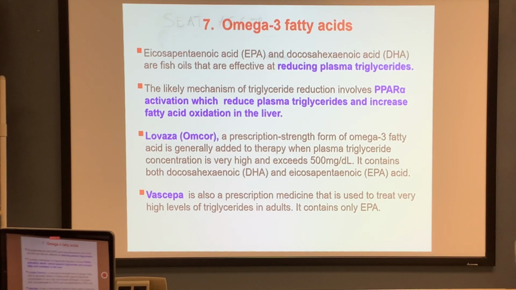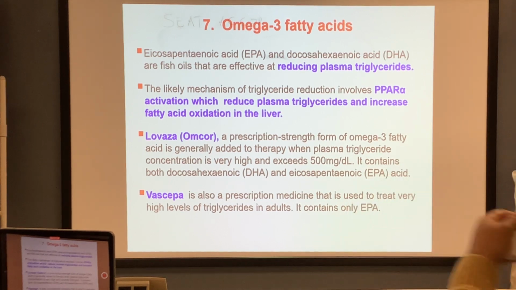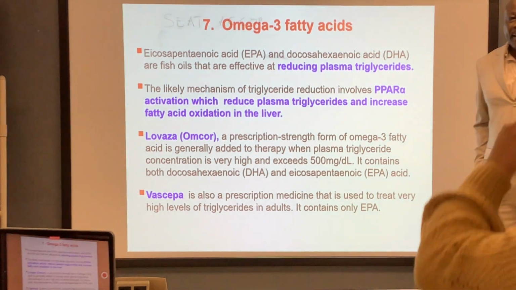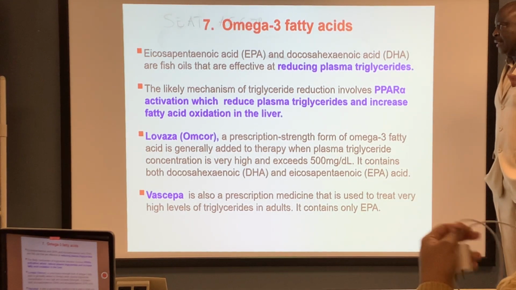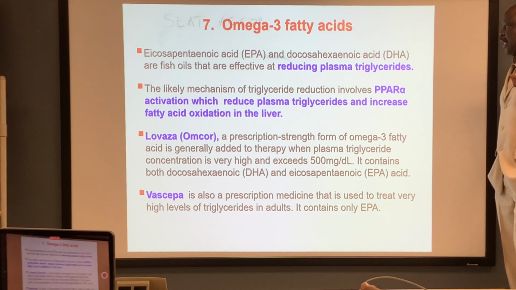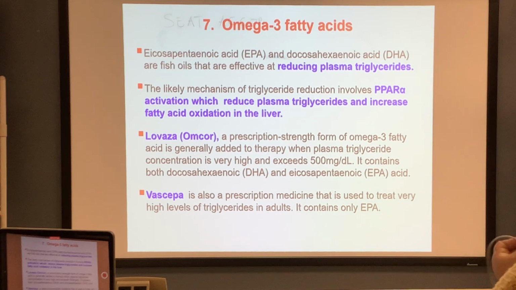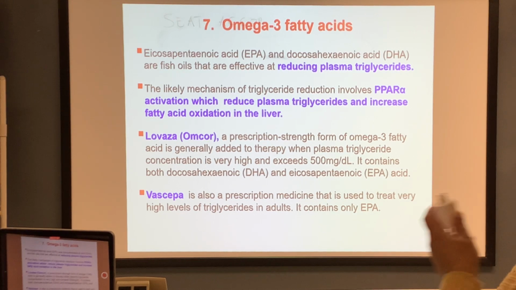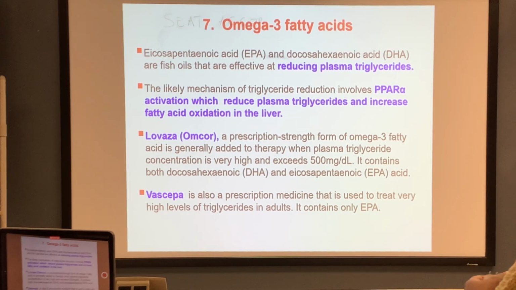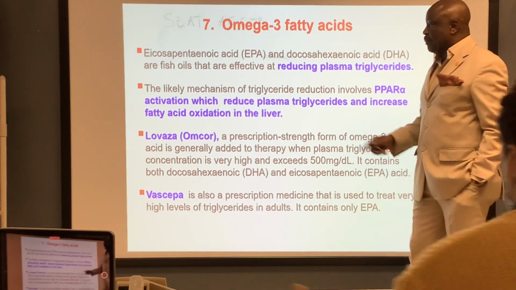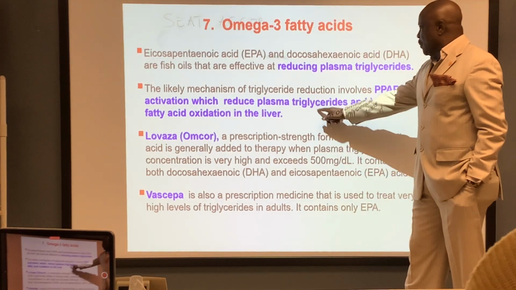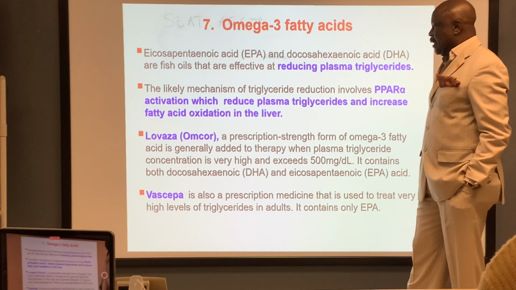The last of the group that we'll treat today are the omega-3 fatty acids. There are two of them. There is eicosapentaenoic acid, EPA, and docosahexaenoic acid, DHA. Both of these are fish oils that are effective at reducing plasma triglycerides. How do these act? One of them is by activating the receptor PPAR alpha, which works by increasing fatty acid oxidation in the liver.